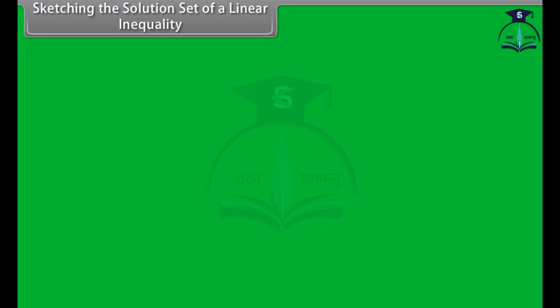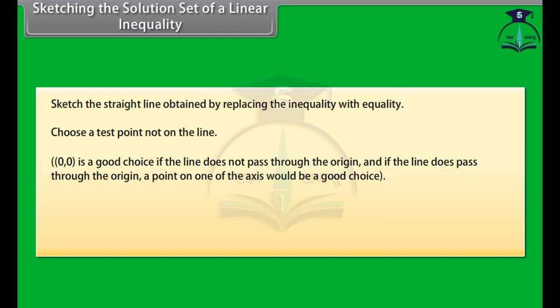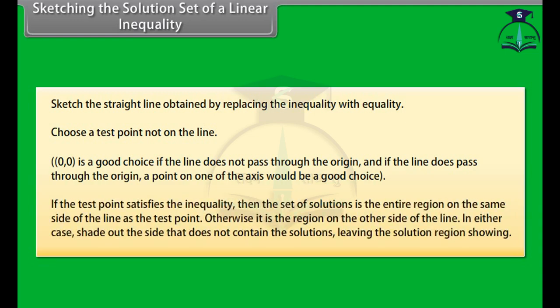Sketching the solution set of a linear inequality. Sketch the straight line obtained by replacing the inequality with equality. Choose a test point not on the line. 0, 0 is a good choice if the line does not pass through the origin, and if the line does pass through the origin, a point on one of the axes would be a good choice. If the test point satisfies the inequality, then the set of solutions is the entire region on the same side of the line as the test point. Otherwise, it is the region on the other side of the line. In either case, shade out the side that does not contain the solutions, leaving the solution region showing.